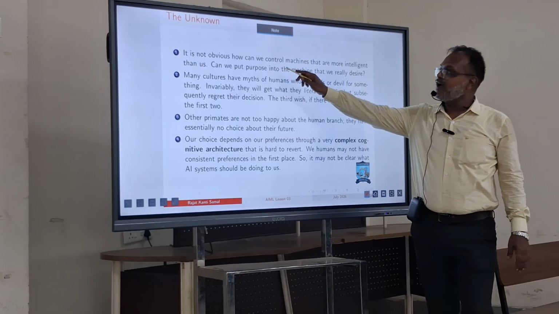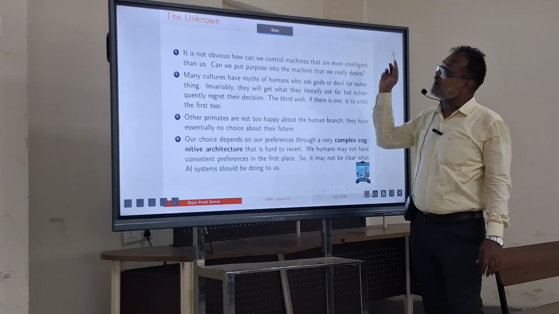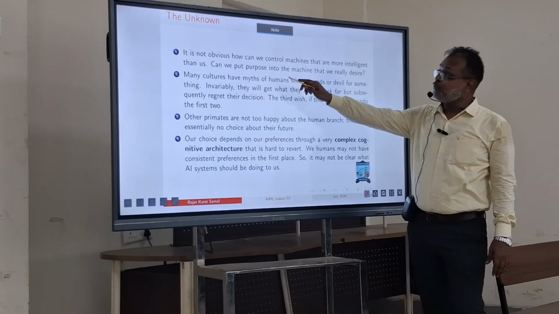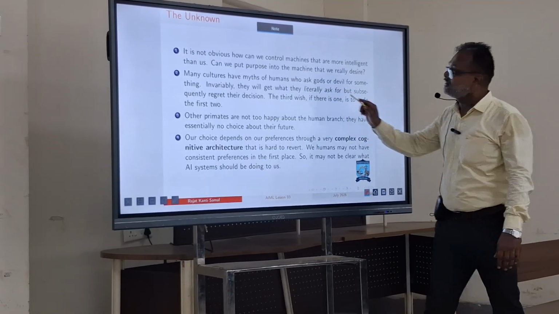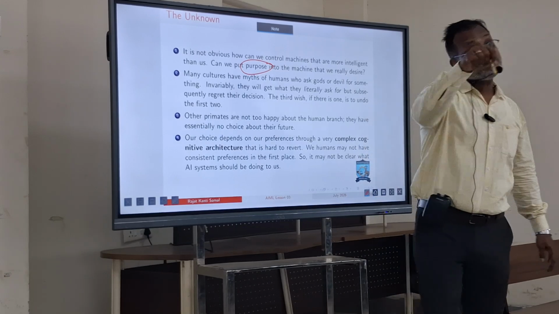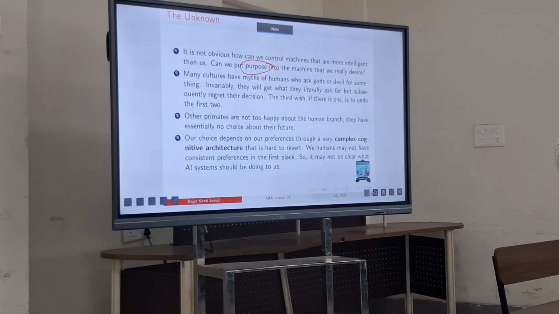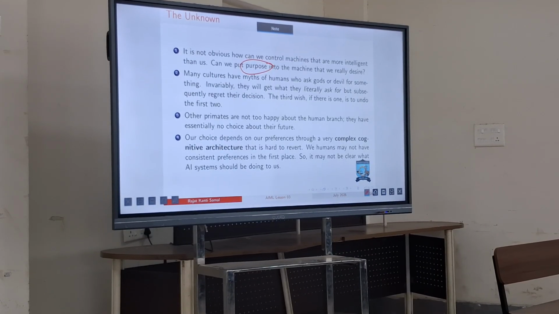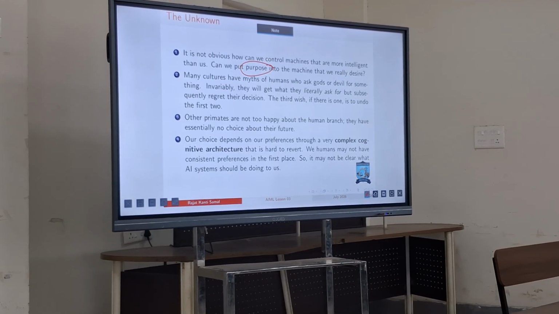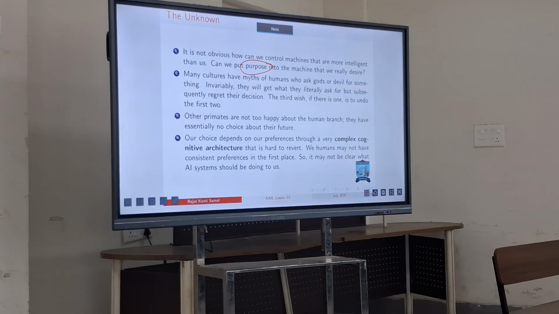It is not obvious how we can control machines that are more intelligent than us. Can we put purpose into machines that we really desire? We think that we will put a purpose into the machines based on our requirements. Can we do that? Is it possible? I will tell the robot that you only wash clothes. That is your job. Or we will have a robot in the hostel. It will simply clean everything. Is it possible?